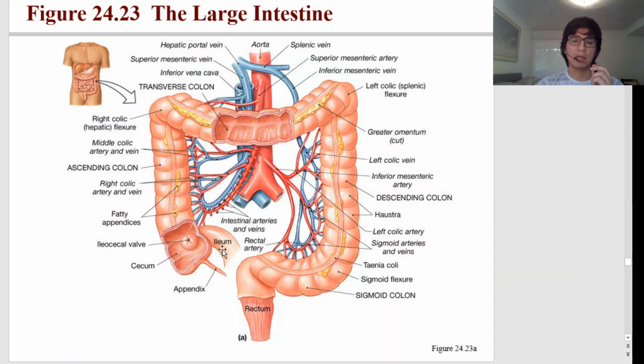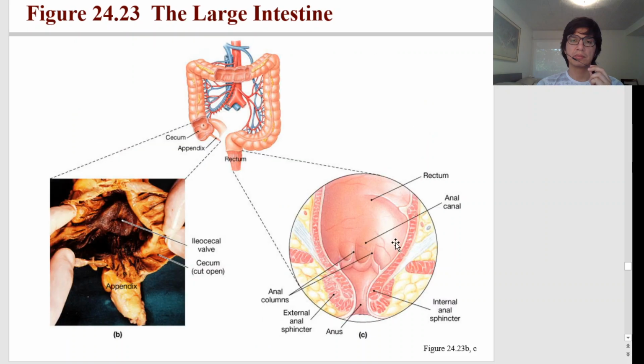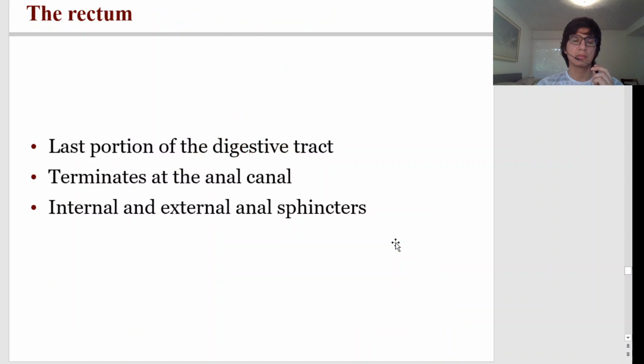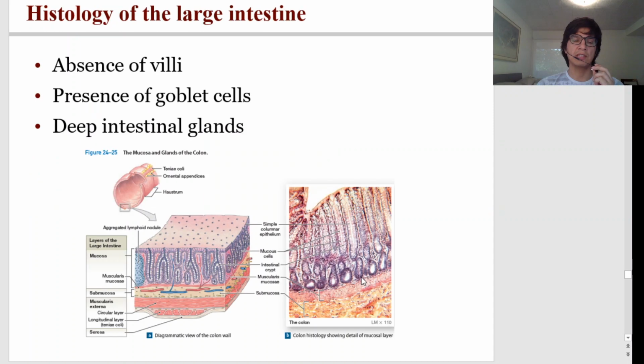From the ileum, components have to pass the ileocecal sphincter in order to reach the cecum. The rectum is a large portion of the digestive system. It terminates in the anal canal and it has internal and external anal sphincters. One of them is under conscious control.